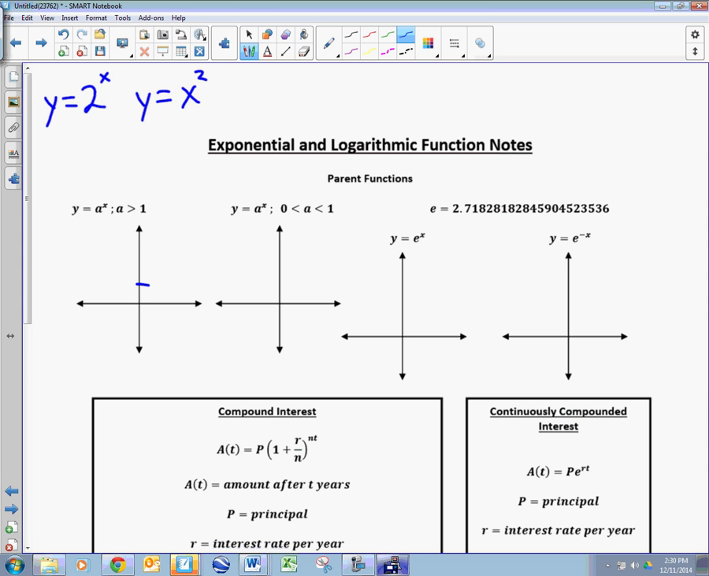Anything to the 0 power is 1, so it has a y-intercept of positive 1. And as we plug in negative values, we come out with values very close to 0, or very close to the x-axis. And as we move to the right, the values get very large. Now, this graph never actually crosses the x-axis, and so it has a very special line that we call an asymptote.